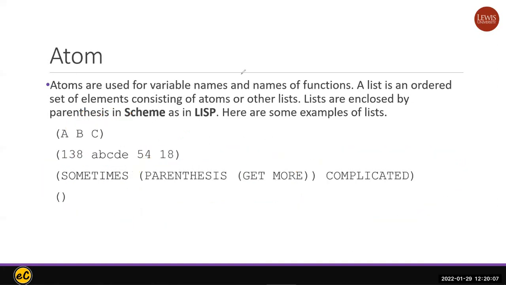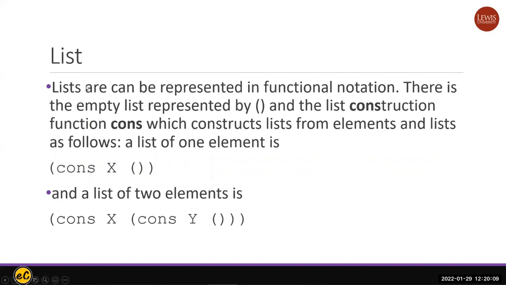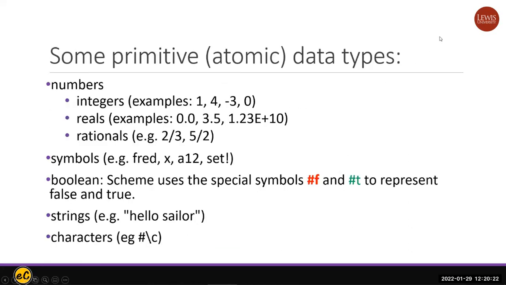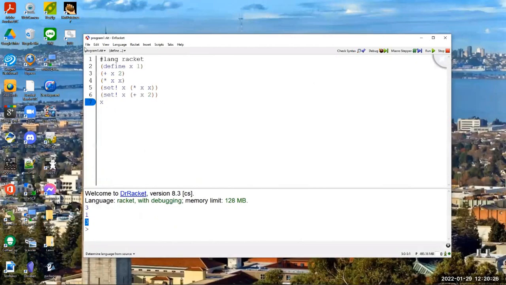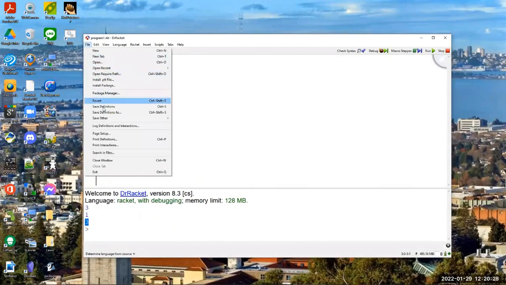So that's list. For lists we can use a concatenation function to concatenate them. This one, Lisp and Scheme are different. So let's try this one out. Concatenation is different. So let's save them.